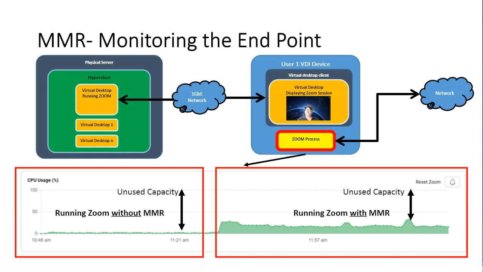And I love this screenshot. I love this graph because it shows the CPU utilization on the device, and without MMR, we're using maybe 5% of the CPU. But if we can take that Zoom process and run it on the endpoint device where we have excess capacity, it jumps up to 50%, which is good because those are CPU cycles that aren't being taken up on the hypervisor side. So that allows us to have better guest density on the hypervisor.